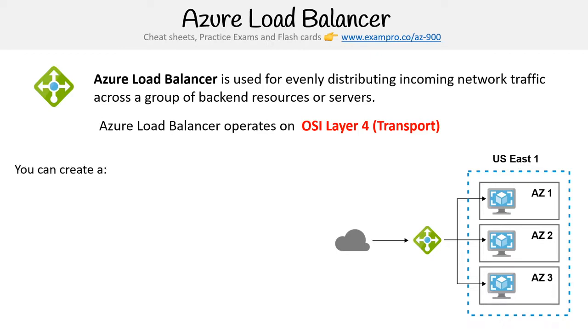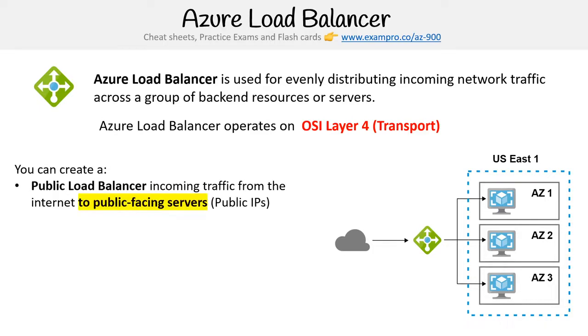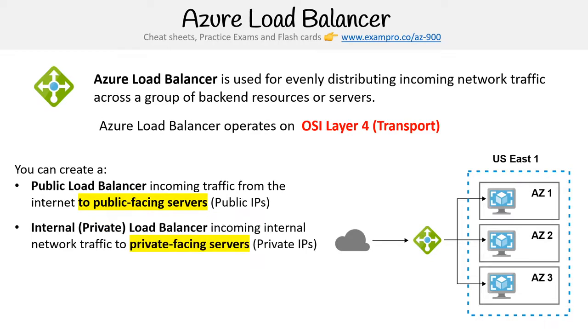And now with Azure Load Balancer, you can create both a public load balancer, so that's incoming traffic from the internet to public-facing servers, so servers that have a public IP address, or an internal load balancer, or an easier way to describe it would be a private load balancer. So incoming internal network traffic to private-facing servers, so private IP addresses. So there you go.